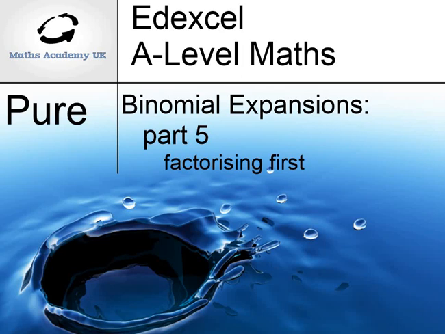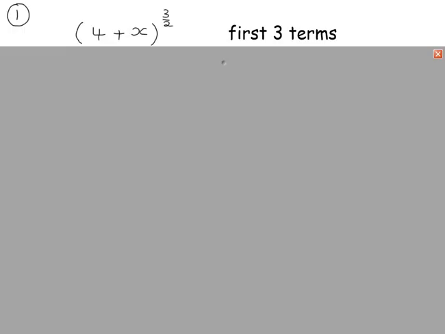Part 5, Factorising first before doing the binomial expansion. In this example, we have a fractional index, and to use the binomial expansion formula, we need a 1 plus here first.